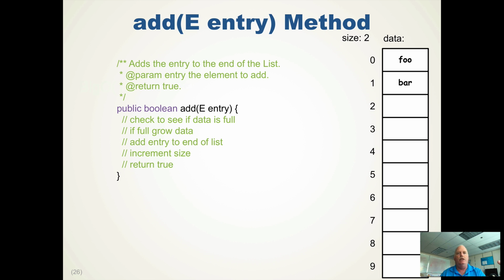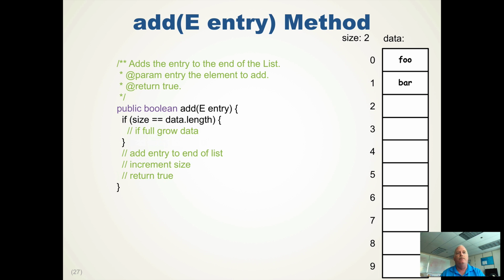So the first thing we need to do is check to see if it's full. If it's not full, then we continue on our merry way. If it is full, we have to grow the array by copying it from the current array into another copy that's larger than the current array. And now we know we have room, so we can go through and add the entry to the end of the list. Because we added something, we have to increment the size, and because the add method has a Boolean that says whether or not we're successful, we were successful, so we return true.